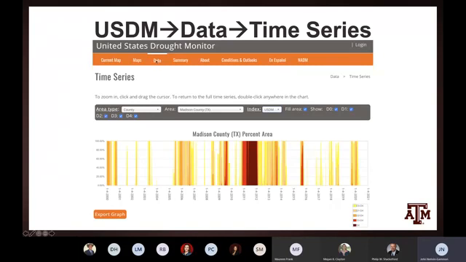If you go to the data pull-down and select time series, and then choose a particular county to plot, you can actually see drought over the past 20 years. And of course, the drought of 2011 shows up in this particular case. This is Madison County, so we're looking at the Normangee area where you saw the photos.